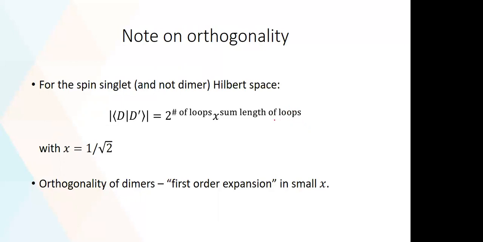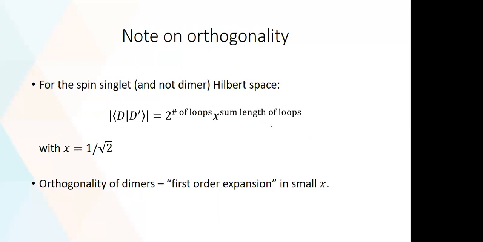So if x is equal to 0, then every time I have even one loop the overlap is 0. Yes, but x is not 0. No, I understand it's not 0. And then if it's the same state, then the number of loops is 0, so the overlap is 1. If d equals d prime, then there are no loops, and the overlap is 1. Yes.